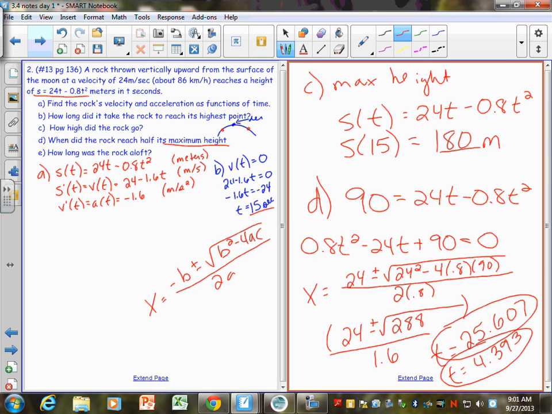Right, it's always going to do it twice, but I just took it to mean, if you ever got a negative answer, obviously you couldn't have negative time, so that's not a good answer. Oh yeah, we could put units on there, seconds.